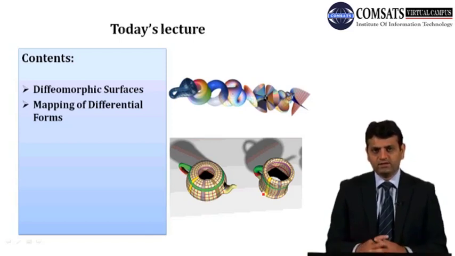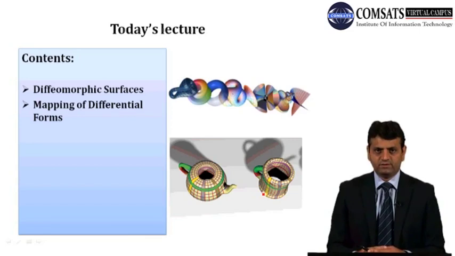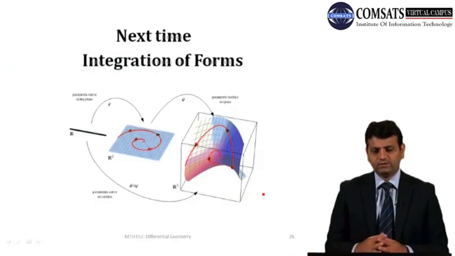And then we saw that if there is a mapping between two surfaces, how can we translate or how can we take differential forms from one surface to the differential forms on the other surface. And then we have seen some properties of these pullbacks of differential forms, और ये जो properties हैं ये आप use करेंगे in solving questions. Next time we will be interested in integration of forms.